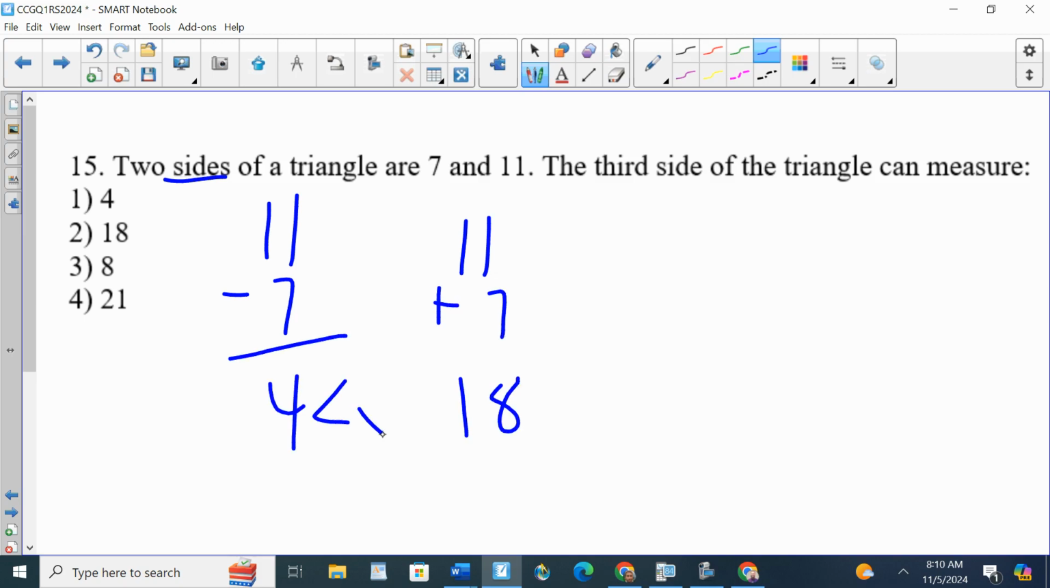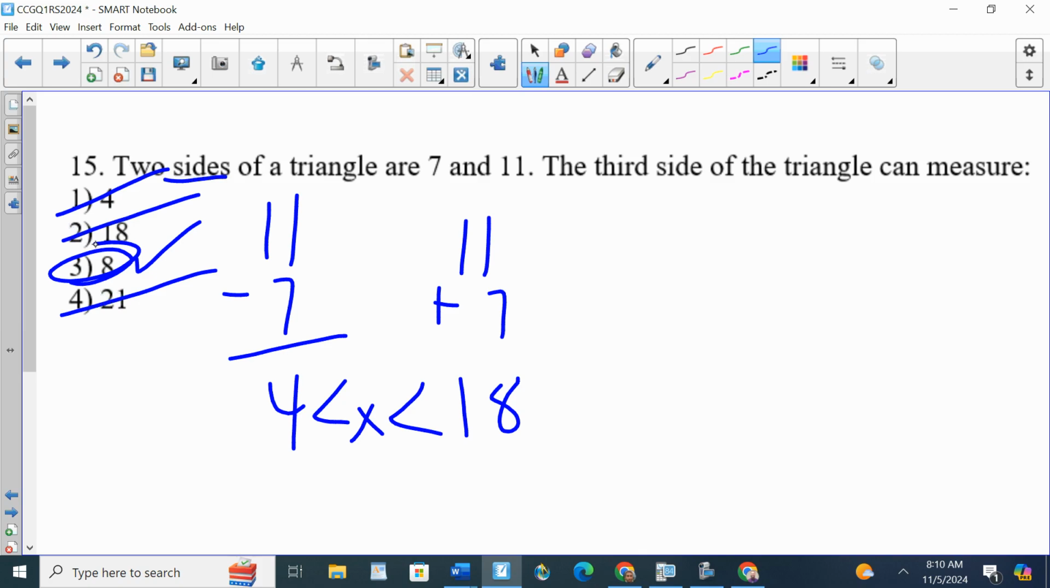Any number that's in between 4 and 18, not including 4 and 18, can be the third side. 4 is not between 4 and 18, not including 4 and 18. Neither is 18. 8 is between 4 and 18. 21 isn't. The answer is choice 3.